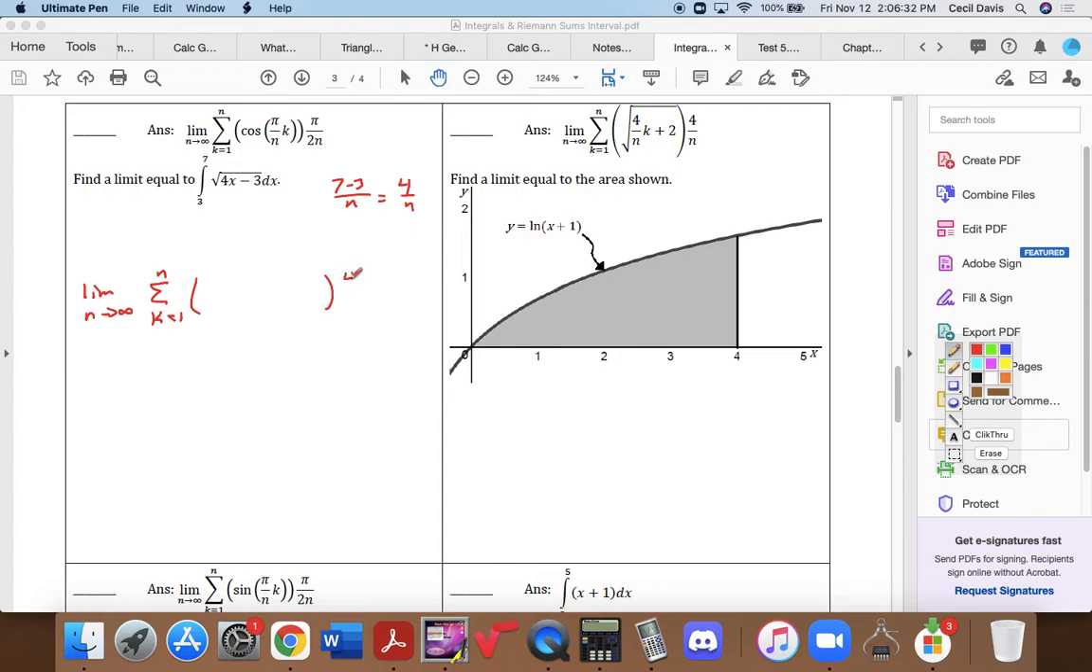So we know it's going to end with 4 over n. That's the width of each of the rectangles. What we need to know is, well, what's the height of the rectangles? Well, the first rectangle is going to start at 3 plus 4 over n times k. Now, we kind of zipped through this last time. The reason it does that is we're starting at 3 and going till 7. The width of each of the little subintervals is 4 over n.